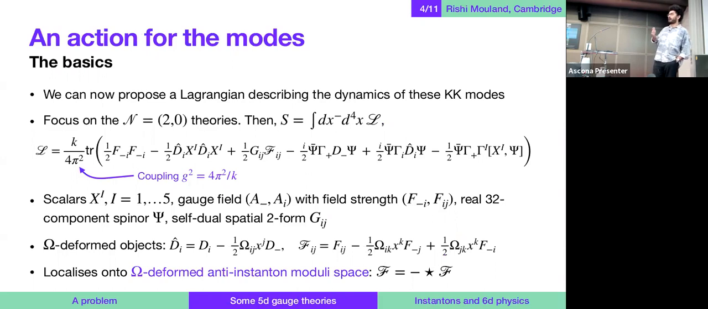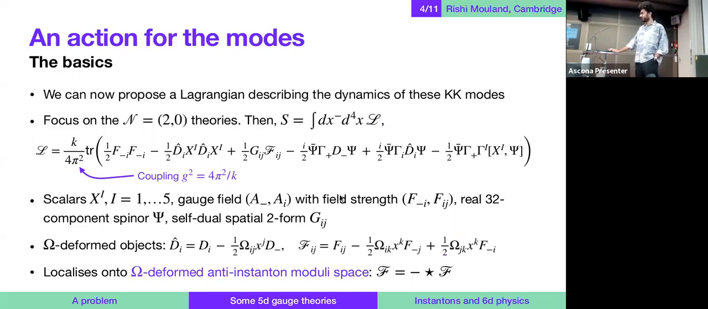One thing to say is I'm going to focus on (2,0) just for simplicity. I am not going to use the details of this action in this talk, but if I'm giving a talk on the existence of an action, I need to state the action. There's a couple of things to point out. There is a coupling. I've written it in this way: g squared goes as 1 over k. I've written it in that way for a reason that will become clear.